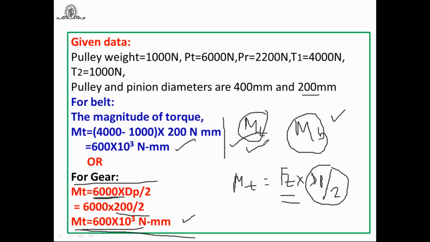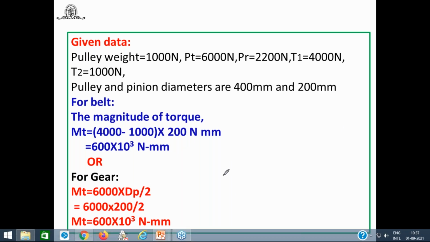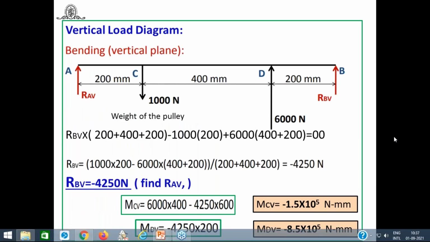Now I have a value of Mt, no need to bother about Mt. Now let us find out Mb. Mb means bending moment. But how will you get the bending moment here? How will you get the bending moment? I will explain one.